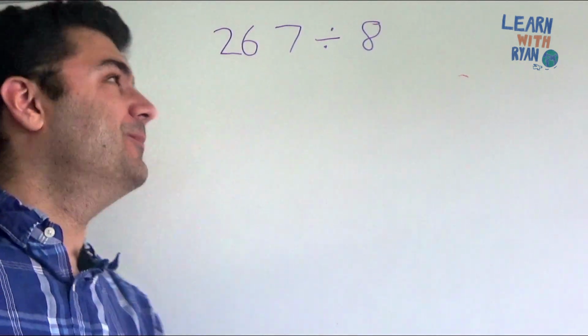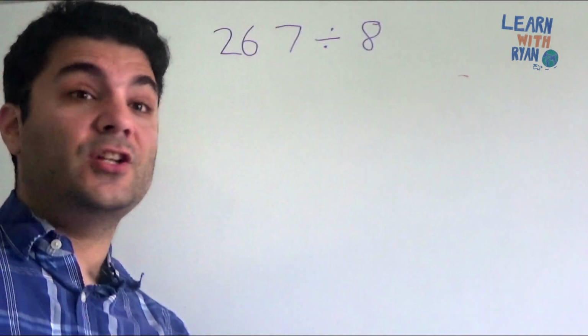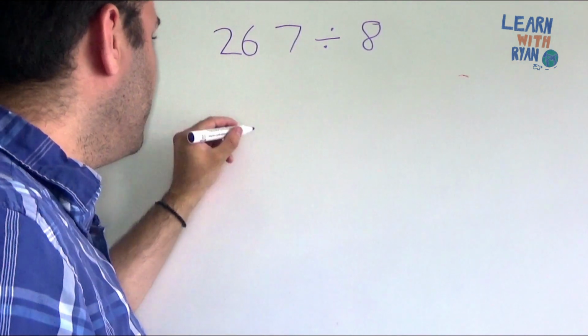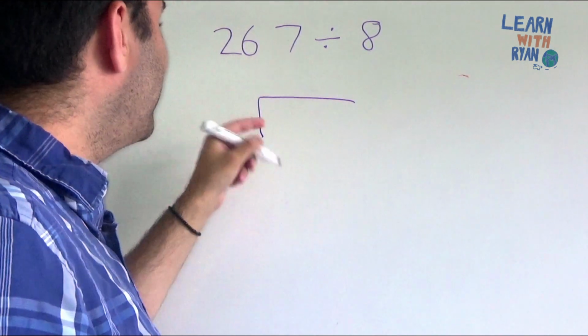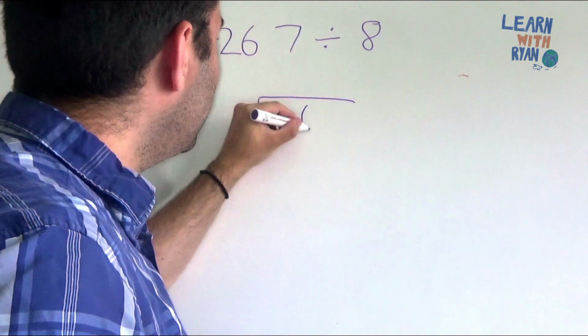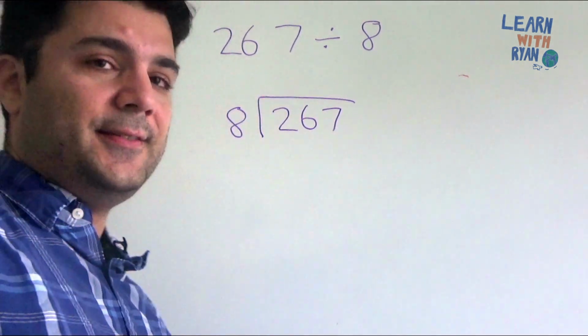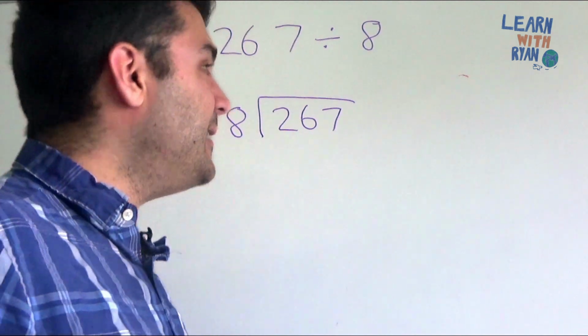Okay, here is another one. 267 divided by 8. So again, what I'm going to do is draw up my bus stop. Inside, I've got 267. Outside, I have got 8. Let's list the 8 times table to help us.